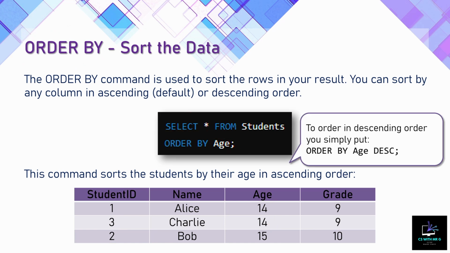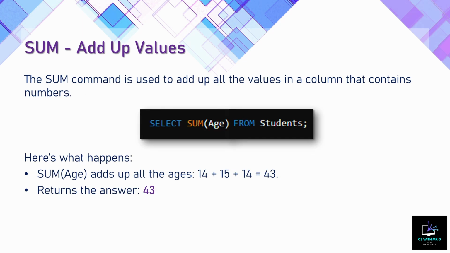Likewise, you can use the letters DESC for descending, and this would put it in descending order. You just have to write it after the ORDER BY command. So ORDER BY ascending or descending, very simple, and is another tool that we can use when it comes to SQL. SUM will simply add up values.